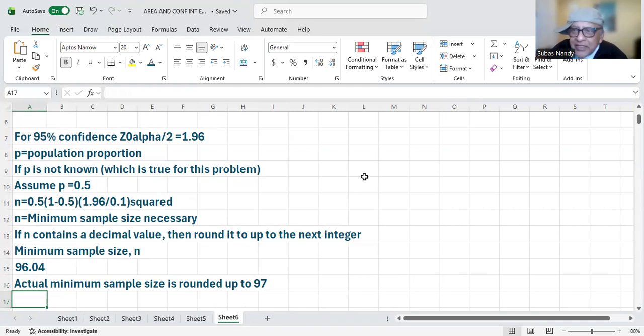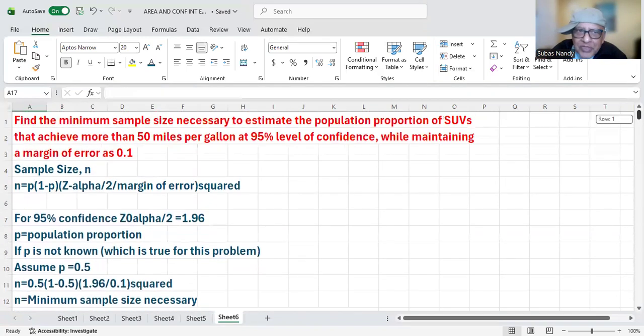So, like I said in the beginning, if I told you the minimum sample size is 97, would you trust me? So, I showed you by the calculation. The formula for the minimum sample size for proportion is n equal to p, population proportion, times 1 minus p, times z alpha by 2, the critical value of z for 95% confidence, which is 1.96, divided by margin of error, which is given to us as 0.1. The last parenthesis is squared.